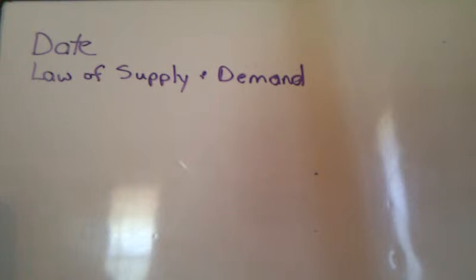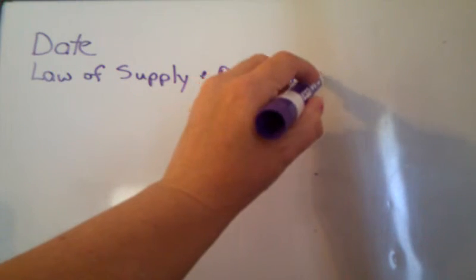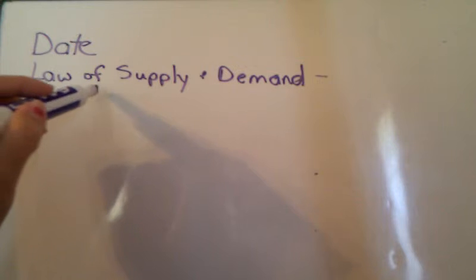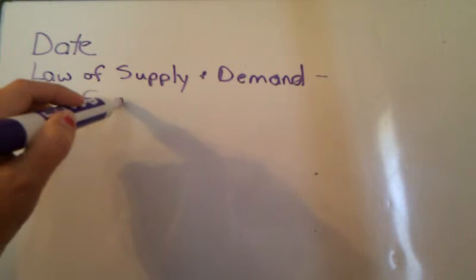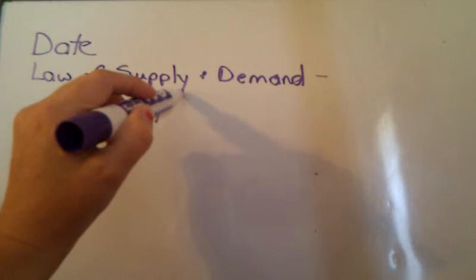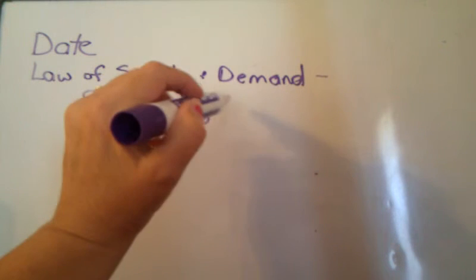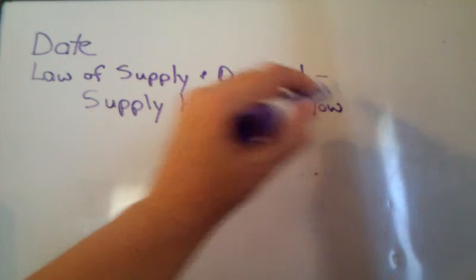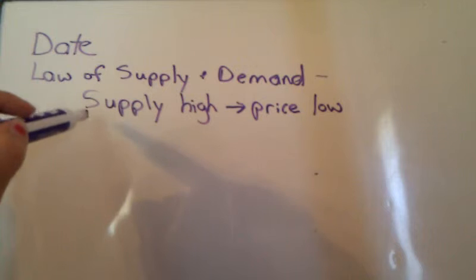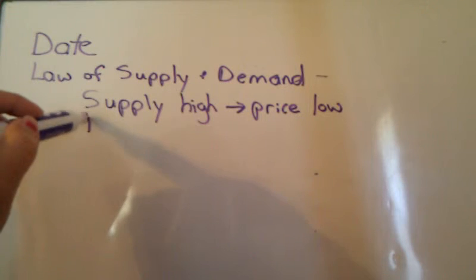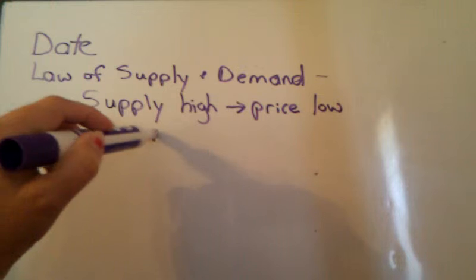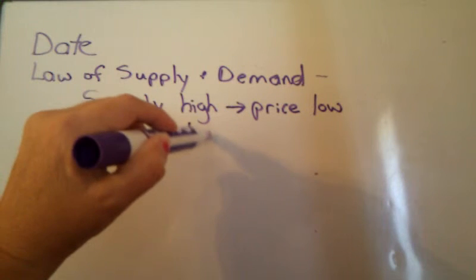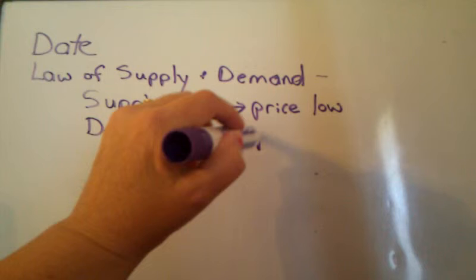Okay, so the law of supply and demand says that they have an opposite effect, okay? If the supply is high, then the price is low. If the demand is high, so is the price.